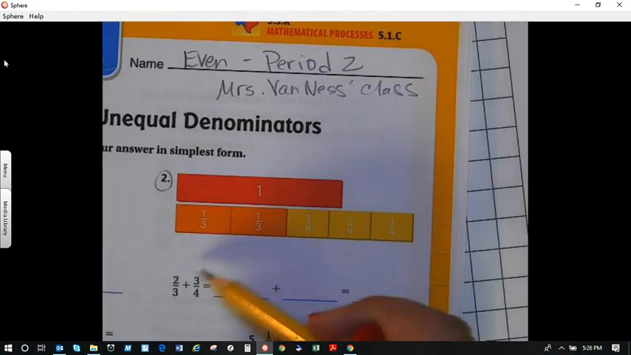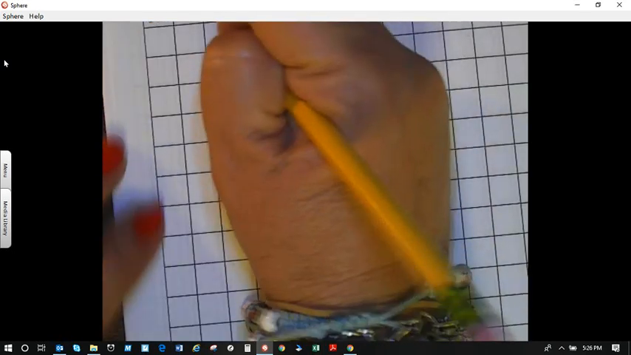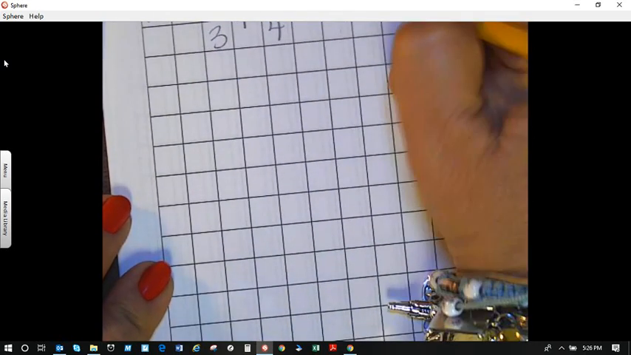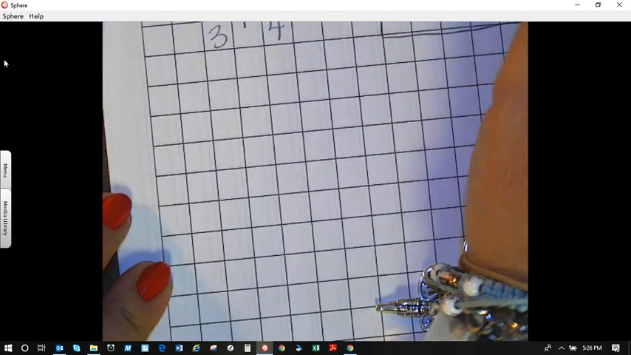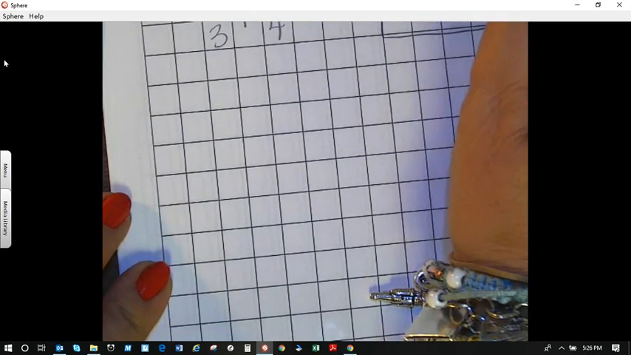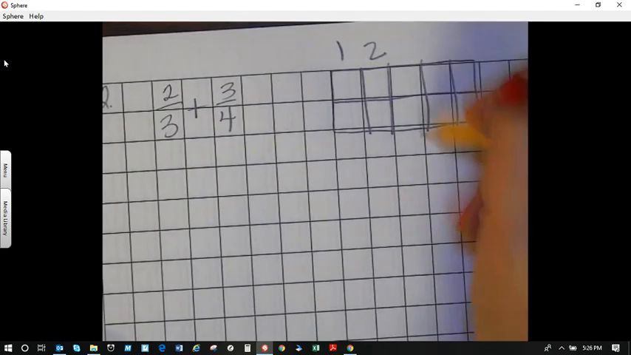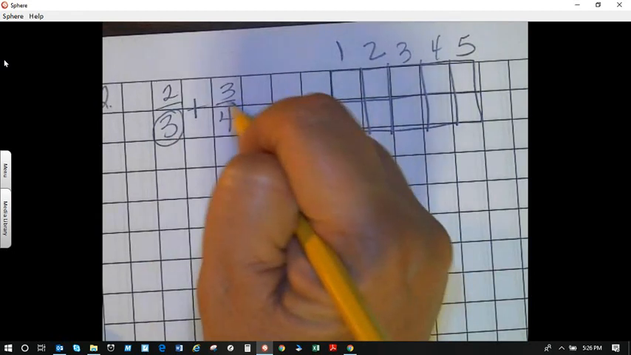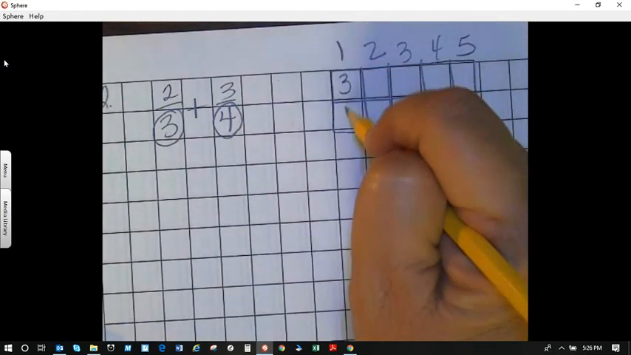All right, so my equation is 2/3 plus 3/4. So I'm moving that over here. This is number 2. I have 2/3 plus 3/4. In our notes today, we learned that we were going to be making a box, divided evenly, making my columns, labeling the columns 1, 2, 3, 4, 5. Circling the denominators. Place my denominators in the box.